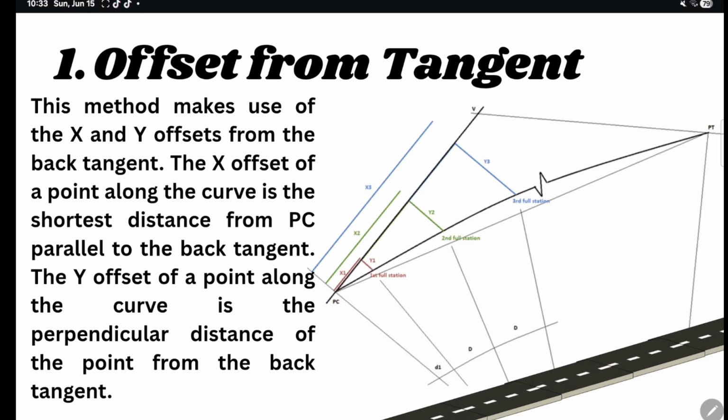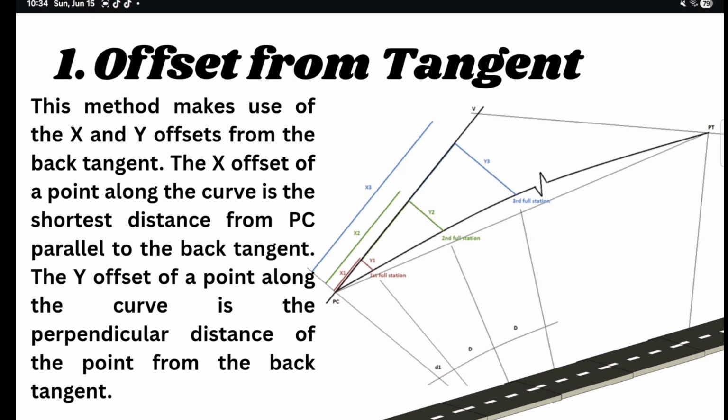Okay. Then the y offset of a point along the curve is the perpendicular distance of the point from the back tangent. So it is perpendicular. When we say perpendicular, the angle is 90 degrees. Computing the x and the y offset can be done with the equation that follows.